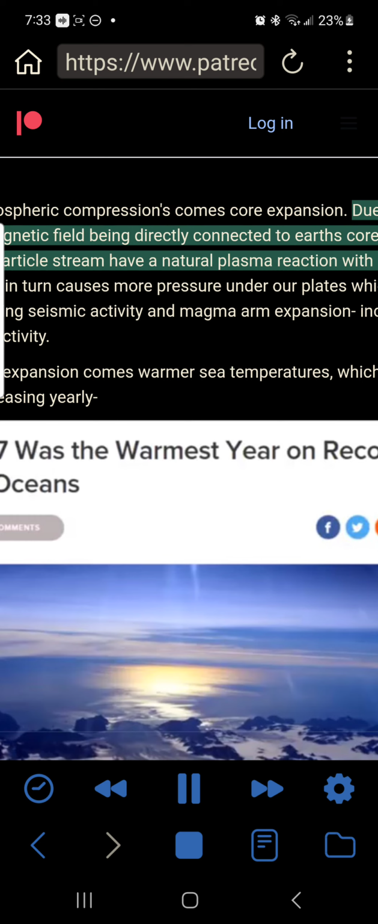Due to Earth's magnetic field being directly connected to Earth's core, the charged particle stream has a natural plasma reaction with Earth's core. This in turn causes more pressure under our plates, which leads to increasing seismic activity and magma expansion, increased volcanic activity. With core expansion comes warmer sea temperatures, which has been increasing yearly. This alone creates more extreme weather due to our ionosphere being heated and our seas being warmer.